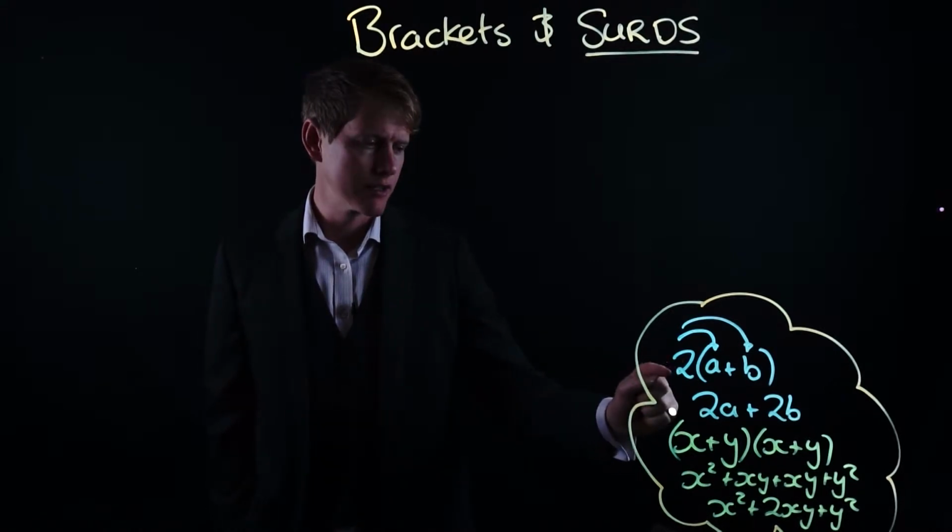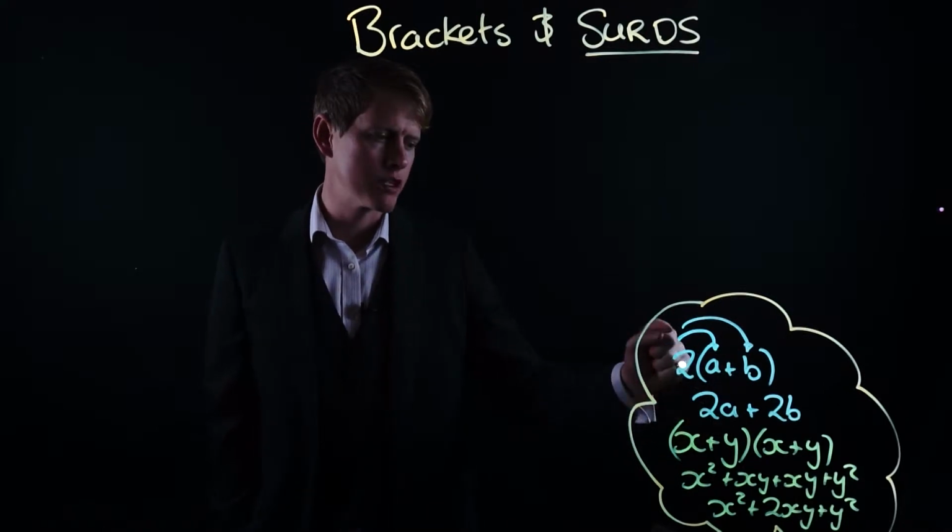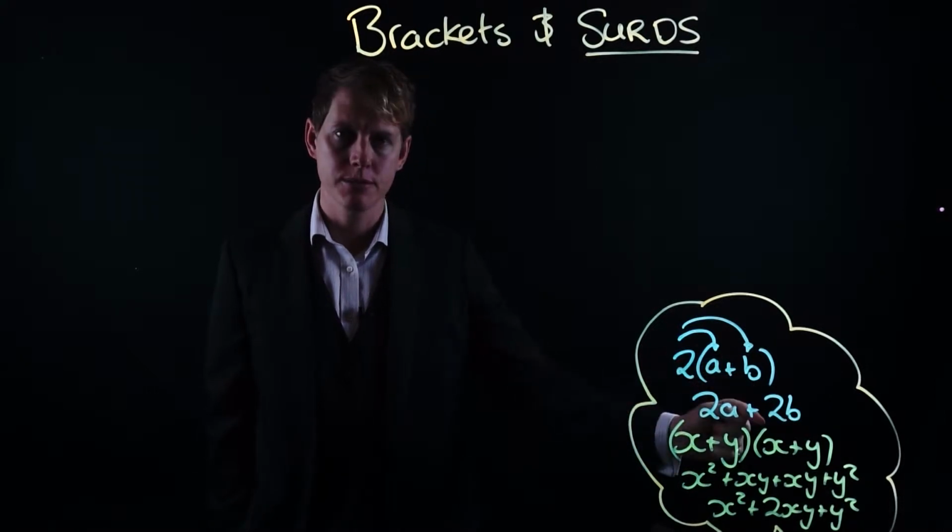Remember, if we've got something like 2 and inside brackets a plus b, when asked to expand them, we just multiply everything outside the bracket by everything inside the bracket. So 2 times a is 2a, 2 times b is 2b.